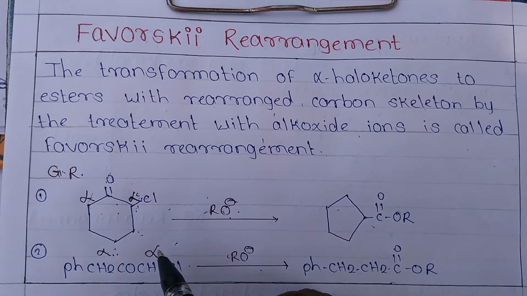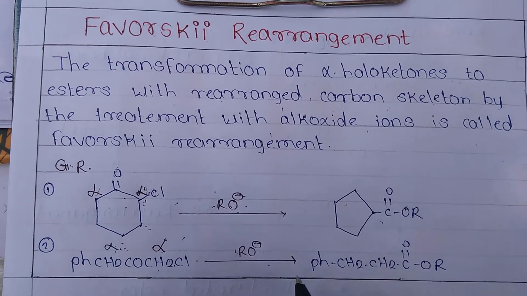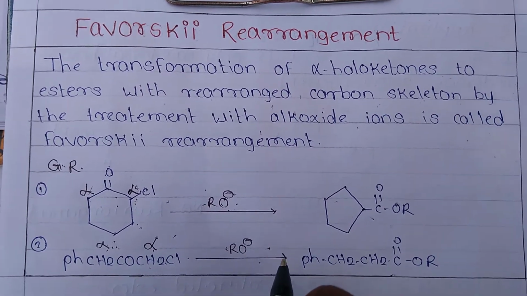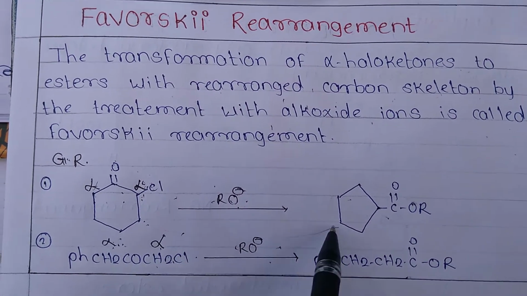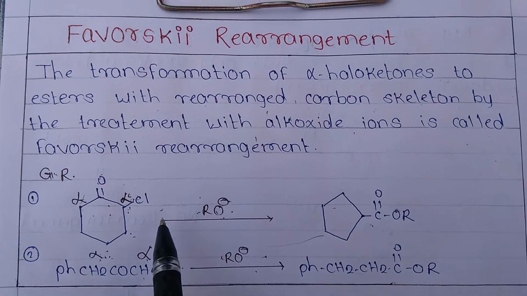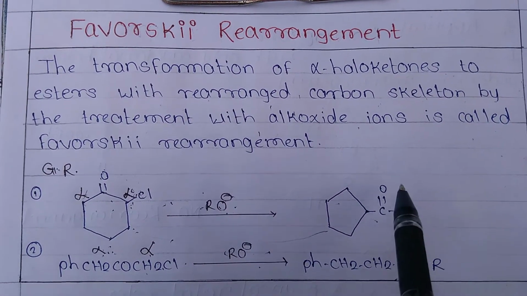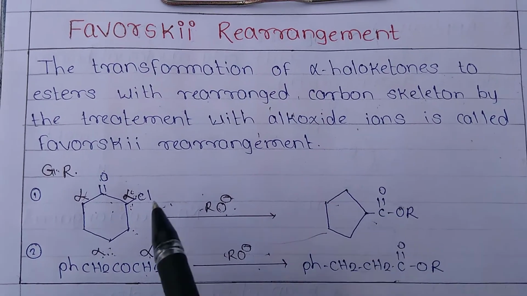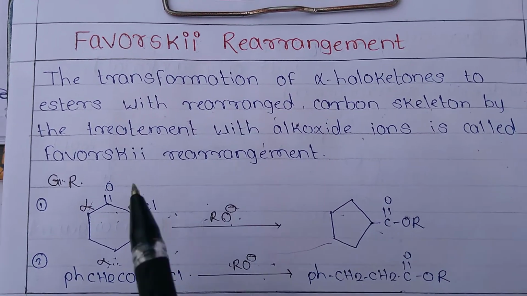Here also, these are two alpha positions, here and here. Alpha haloketone in the presence of alkoxide ion is converted into the ester. Here we can see cyclic alpha haloketones give esters with ring contraction. Here ring contraction takes place. It is a hexane ring and it is a pentane ring.